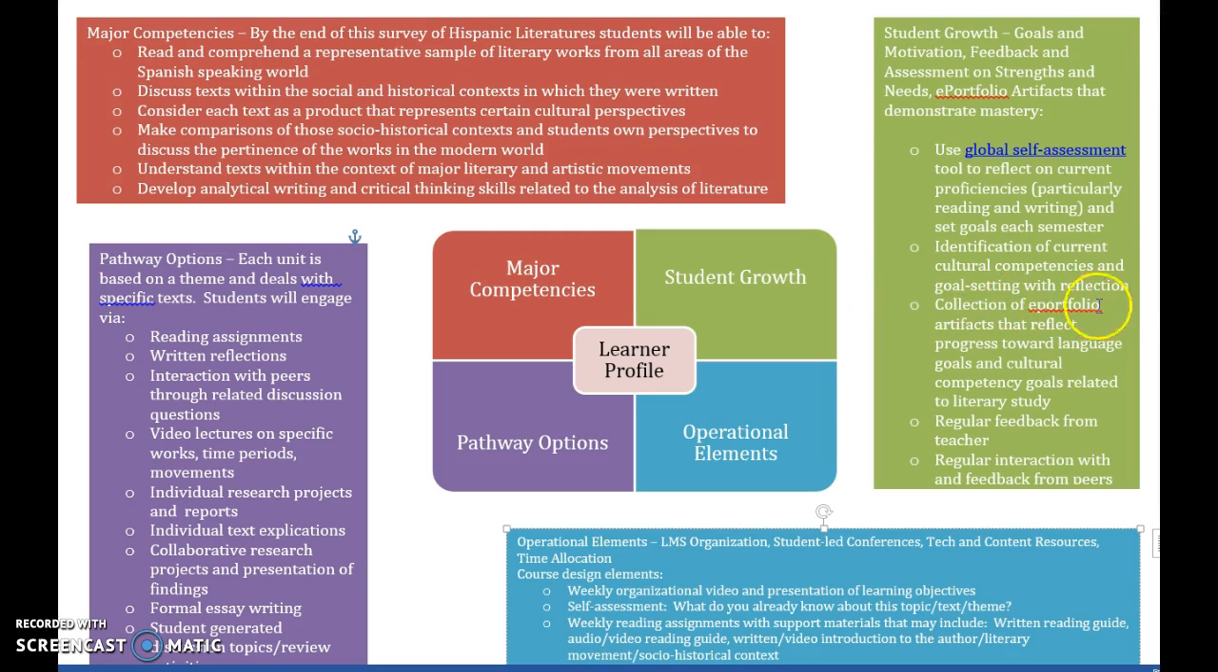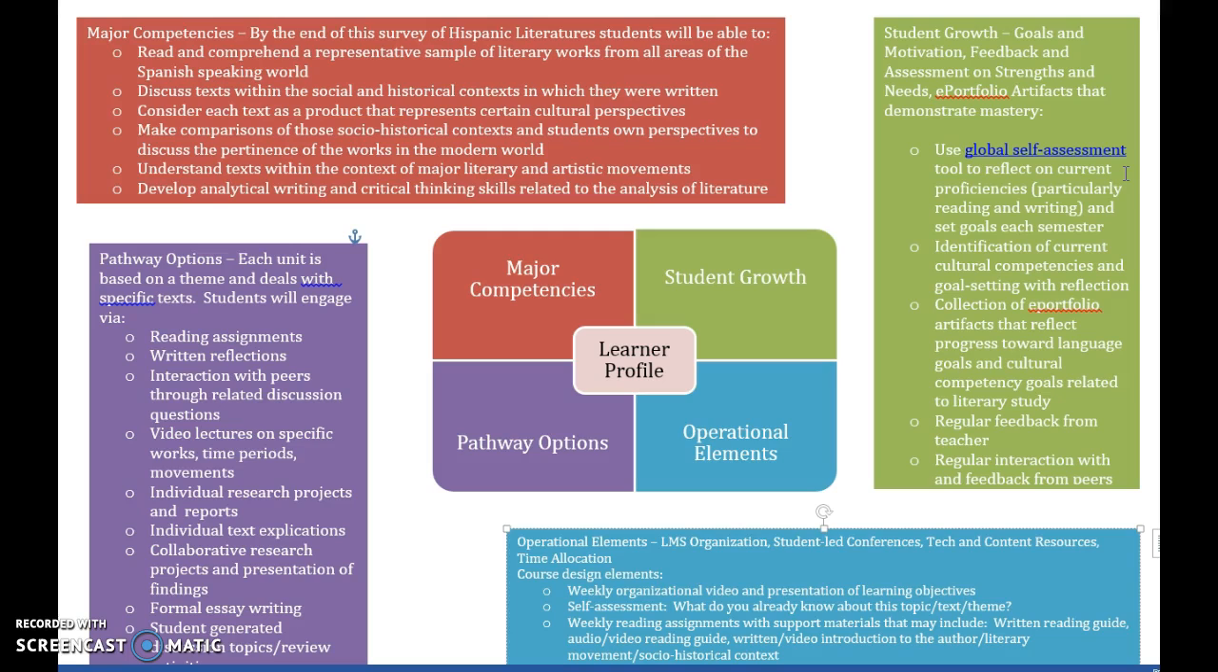I already do this in my classes, and I want to continue to do it in my AP classes or advanced classes. Students use a global self-assessment tool. I'm not going to click to it, but there's a link in the maps for it. It's an ACTFL self-assessment tool. They will look at that tool and decide, where am I right now at the beginning of each semester, on these proficiency scales, and then they will set goals for themselves in conversation with me.